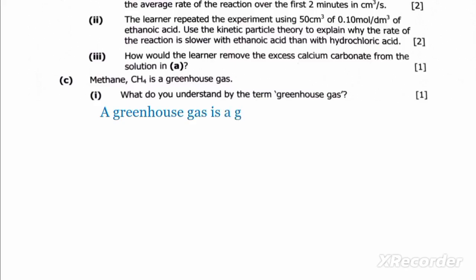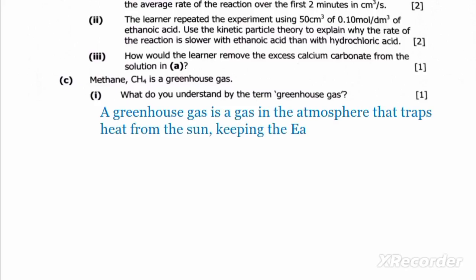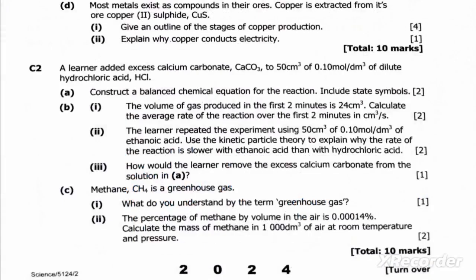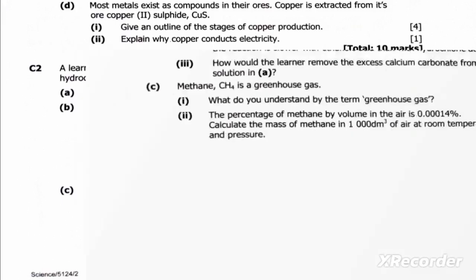So therefore we are going to say a greenhouse gas is a gas in the atmosphere that traps heat from the sun, keeping the Earth warm. We are done with this question. Let us move to the next question, which is question C, Roman numeral 2. The percentage of methane by volume in the air is 0.00014%. Calculate the mass of methane in 1000 cubic centimeters of air at room temperature and pressure. The question is carrying 2 marks.